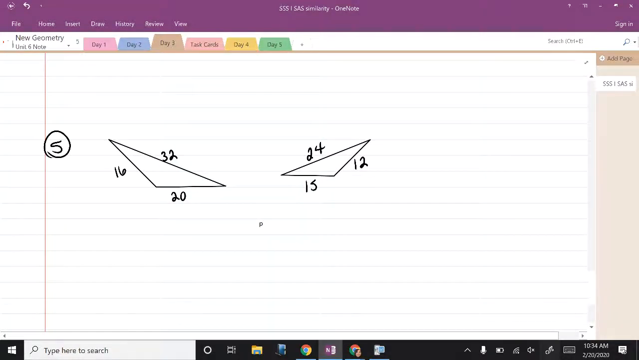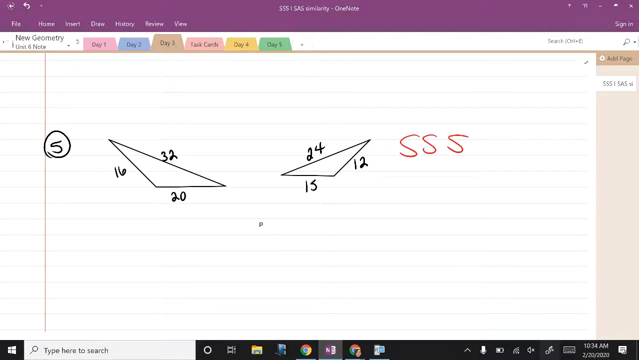Now, number 5, I don't know what this little thing is right here. It's a P. I don't know why I have a P there, but anyway. Which one of these 3 methods right here do you think we would use to try to prove that these are similar? Side, side, side. Because all I have is 3 sides. I don't have anything that says angles are congruent, so I can't use either of the other 2, right? So let's check to see if it is.